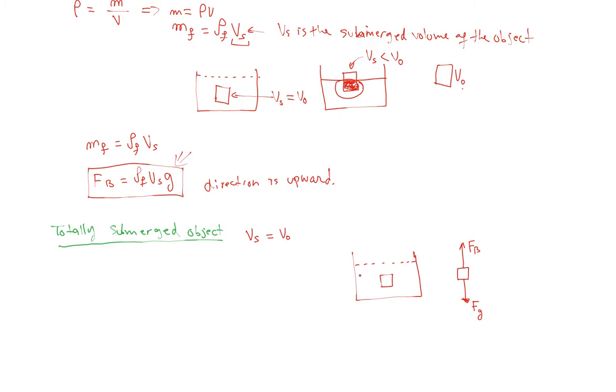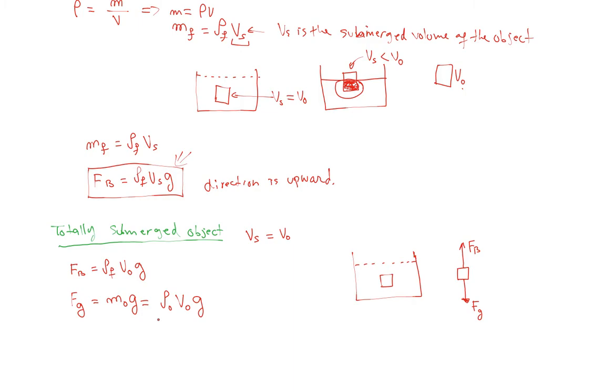Okay, and we know F buoyant equals rho of fluid times the volume submerged, but here the volume submerged is the volume of the object, for this special case, times g. And now let's get the magnitude of the gravitational force. That is the mass of the object, MO meaning the total mass of the object, times g. And the mass of the object is the same as the density of the object times the total volume of the object, times g.